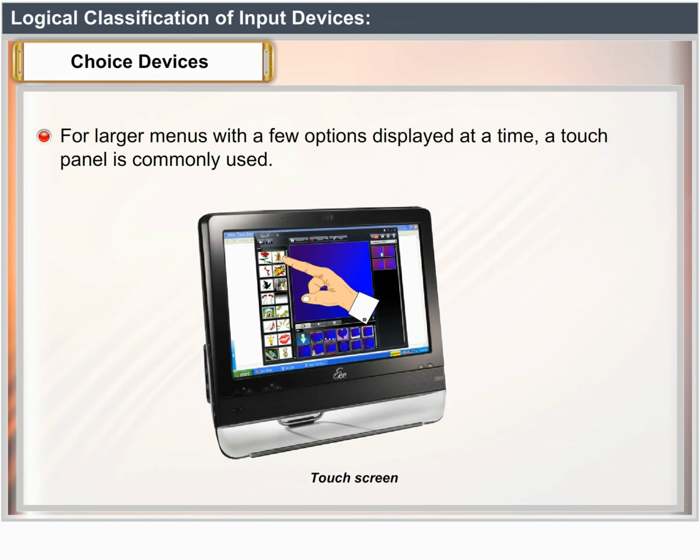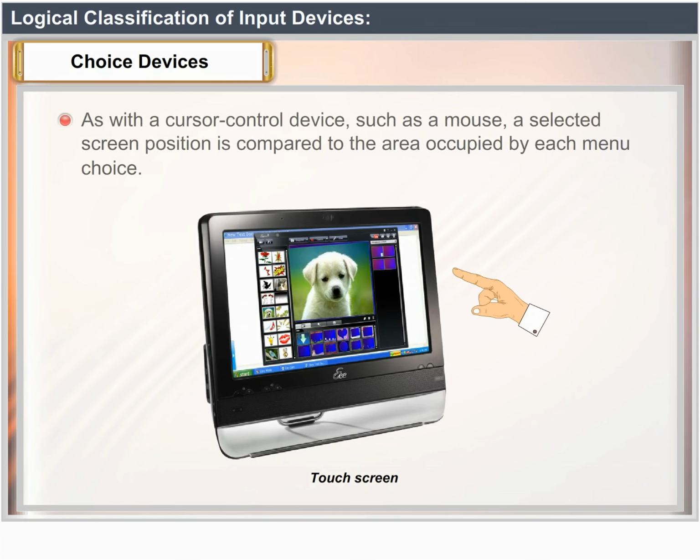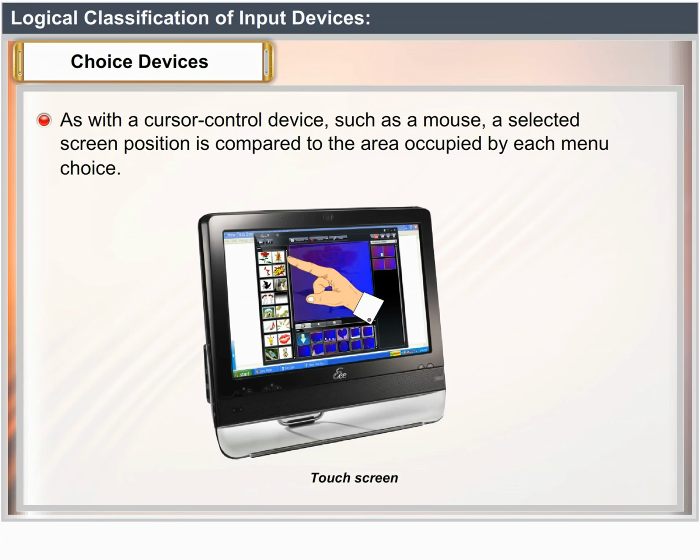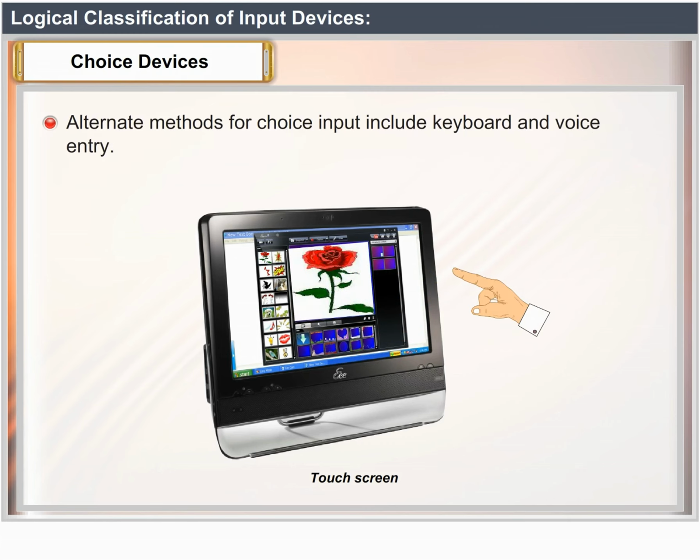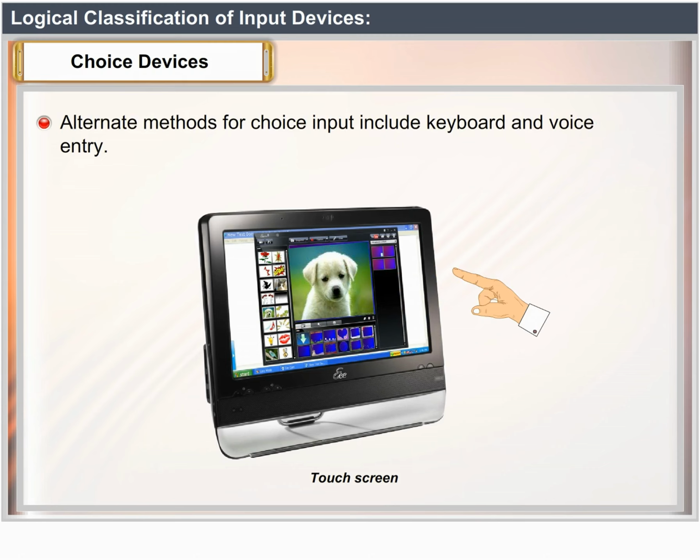For larger menus with a few options displayed at a time, a touch panel is commonly used. As with a cursor control device, such as a mouse, a selected screen position is compared to the area occupied by each menu choice. Alternate methods for choice input include keyboard and voice entry.